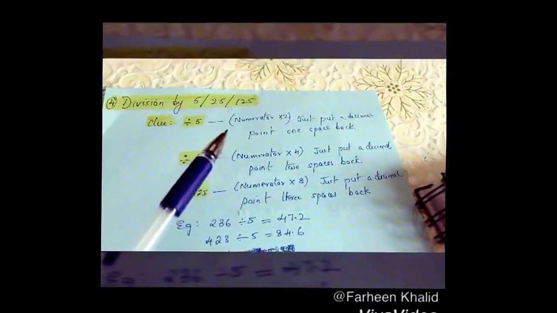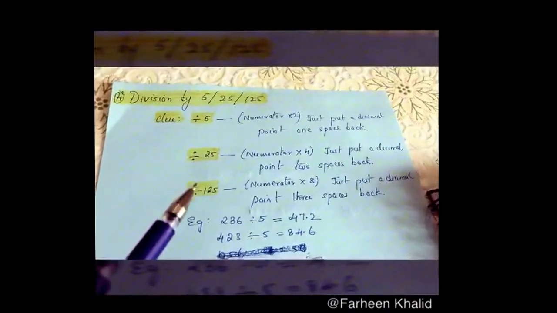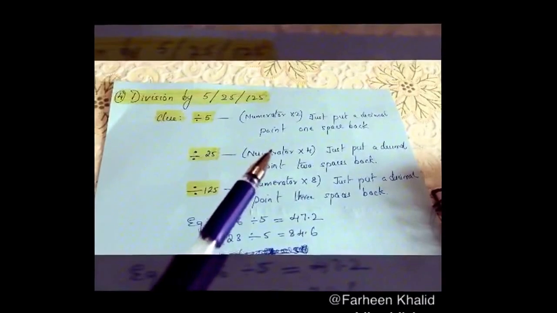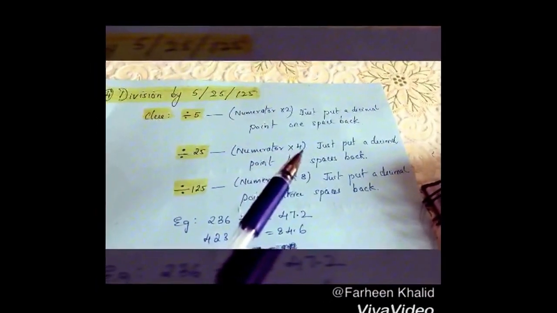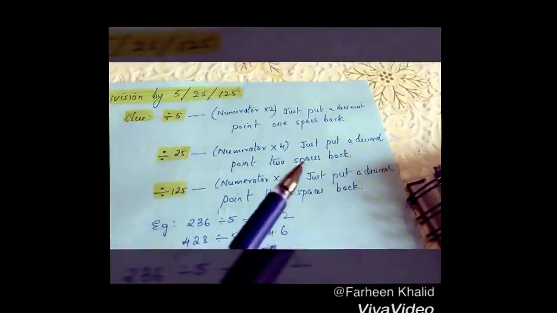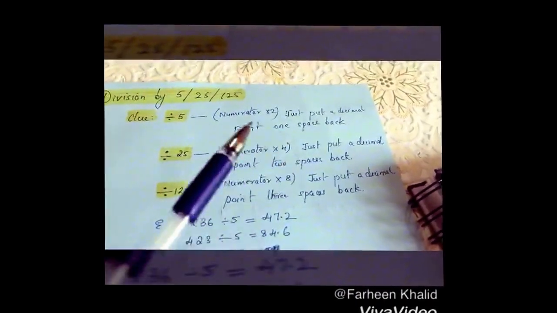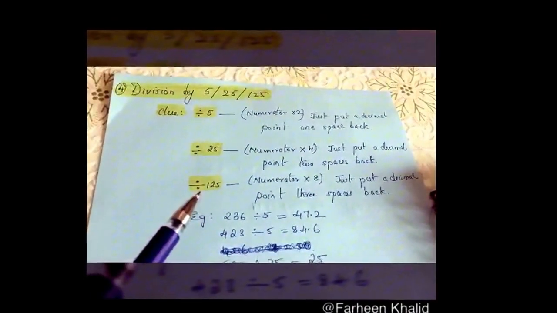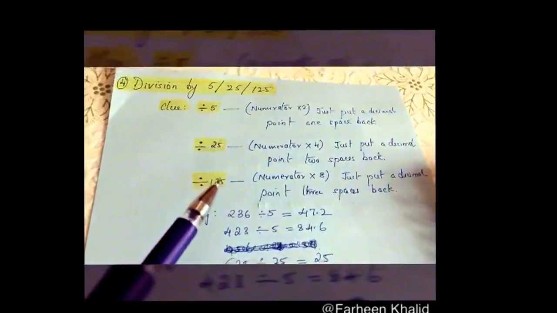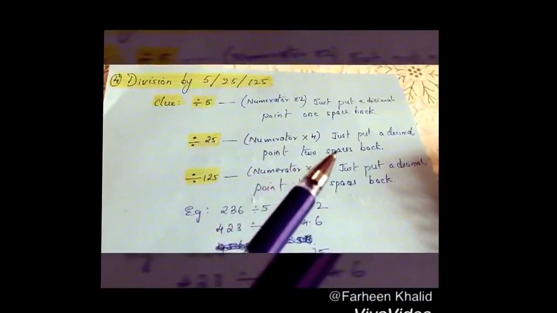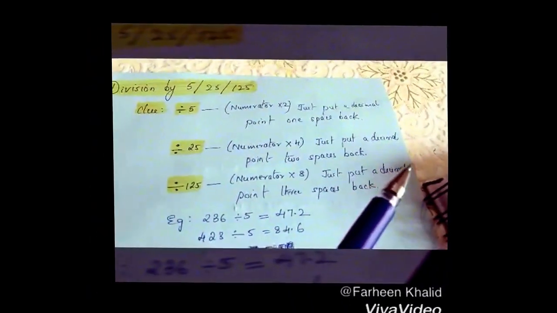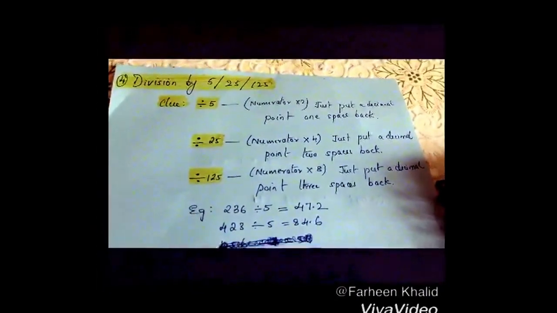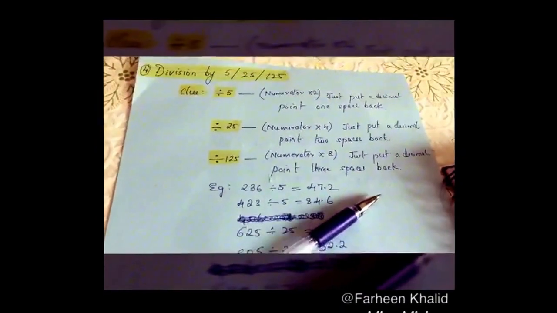Isn't that easy? Okay, now when you do the same thing with 25, when you divide by 25, this time you multiply the numerator by 4, and just put the decimal point 2 spaces back, and you get your answer. In the third case, when you are dividing by 125, you just multiply the numerator by 8, and you put a decimal point 3 spaces back, and you have your answer. Okay, so let's try the first example now.